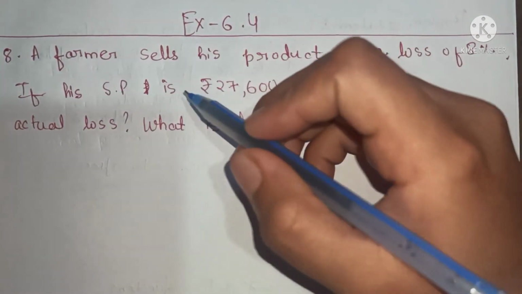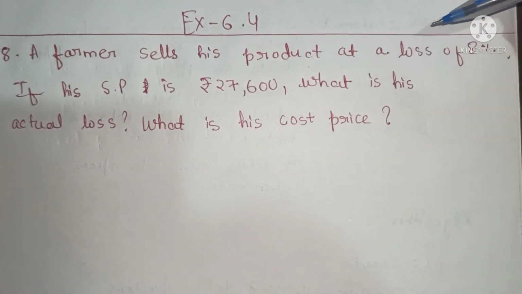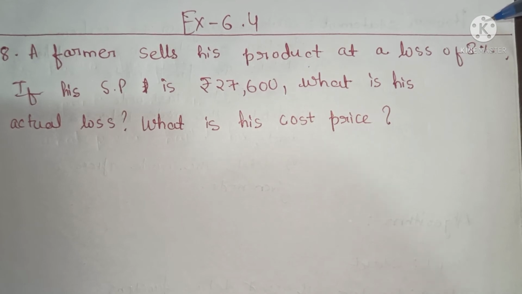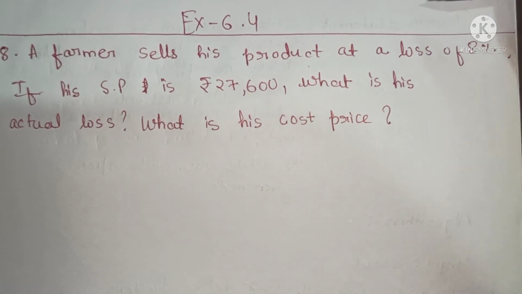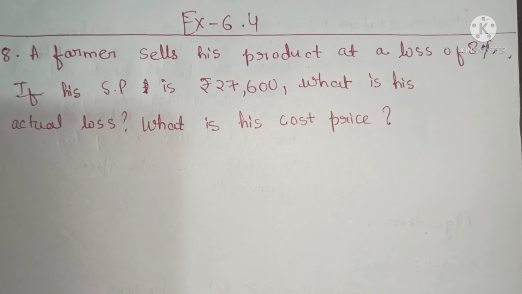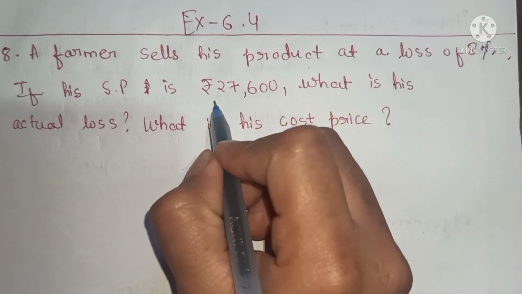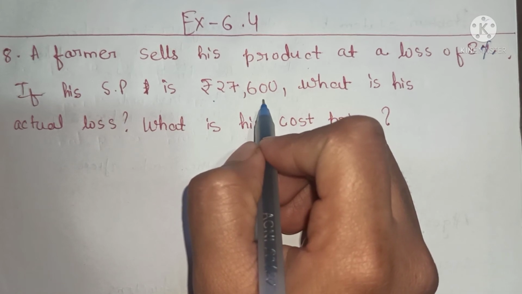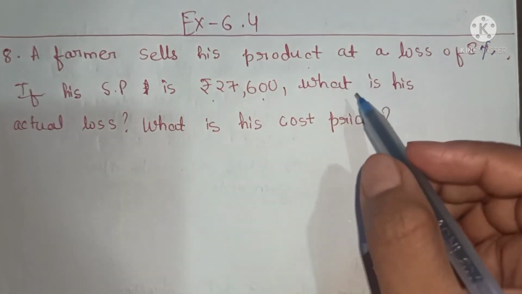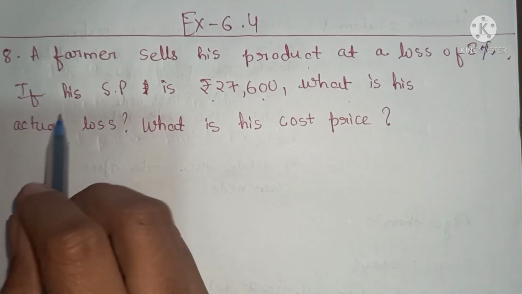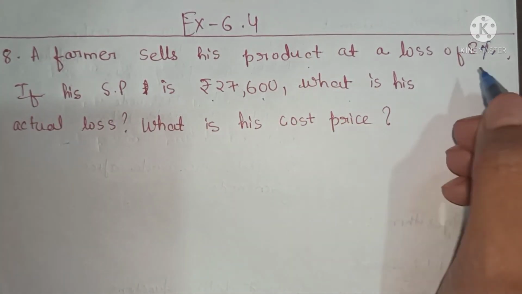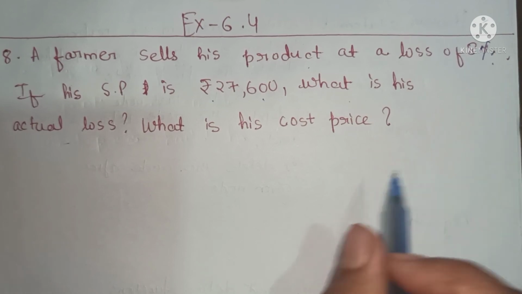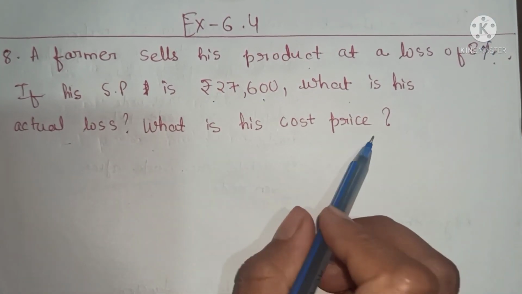A farmer sells his product at a loss of 8%. So the farmer is selling his product at a loss. The loss percentage is given as 8%. If his SP, his selling price, is 27,600, and he is selling at a loss, what is his actual loss? It is asked to find the loss amount because the loss percentage is given, right? And also, what is his cost price?